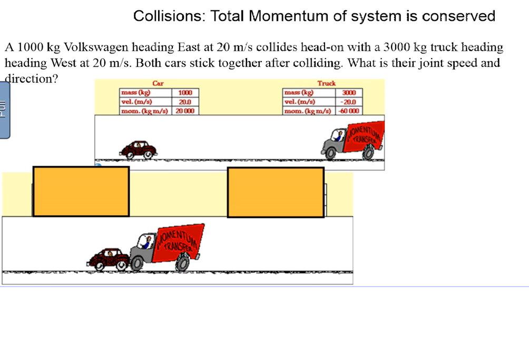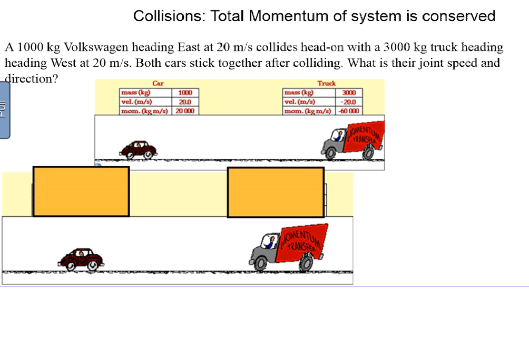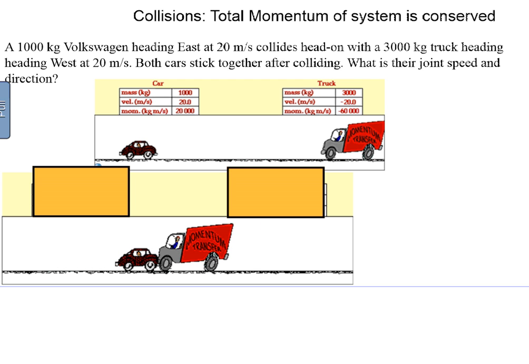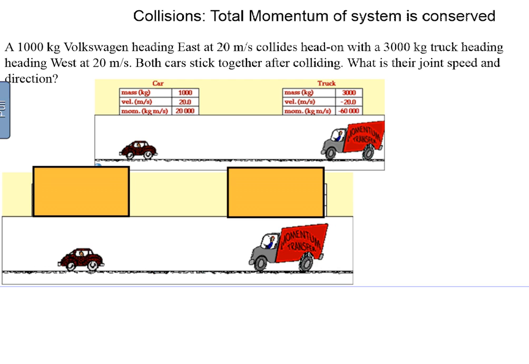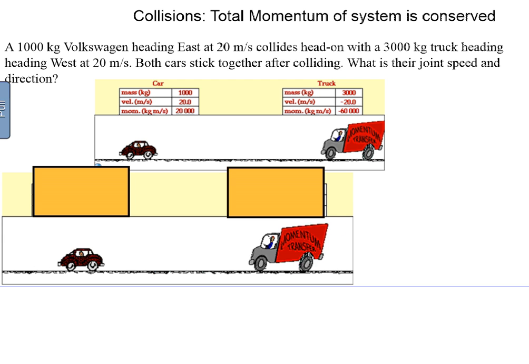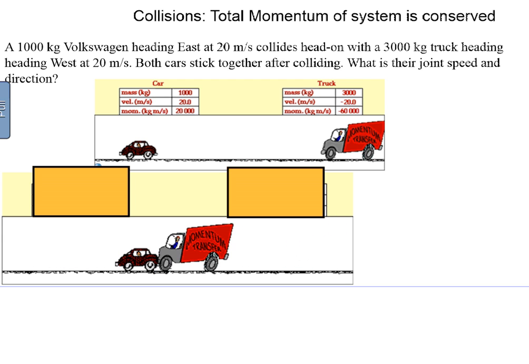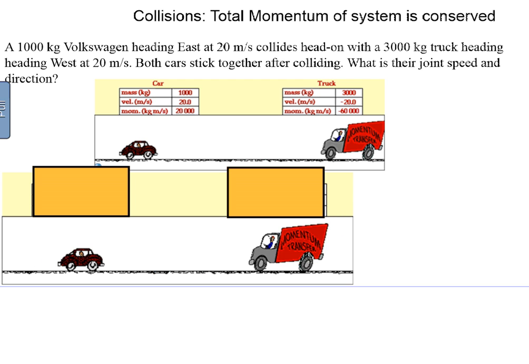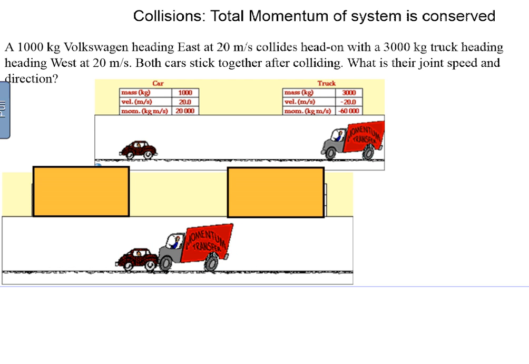Let's do a couple of conservation of momentum problems. When two things collide, because the forces of collision are internal forces, there is no net outside force. That means the total momentum before collision equals the total momentum after collision. So let's take the case of a 1,000 kilogram Volkswagen heading east at 20 meters per second that collides head-on with a 3,000 kilogram truck heading west at 20 meters per second.